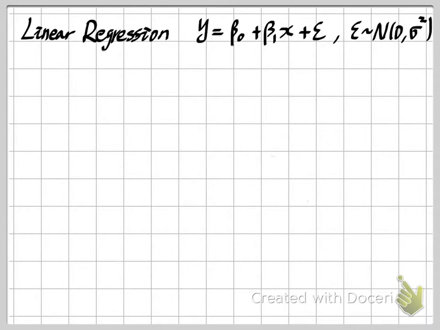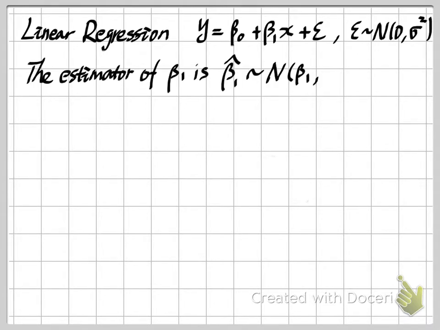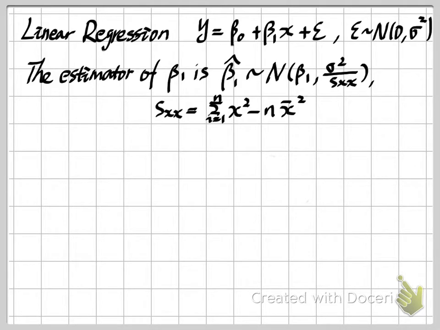So in our previous video, we already said that for our beta 1, we can have an estimator denoted by beta 1 hat. It also follows a normal distribution, where the mean is the true value of our beta 1, and the variance is sigma squared divided by S sub xx. So here S sub xx is a value we can compute from our data set. I write down the equation for this one. It equals the sum from 1 to n of x squared, minus n, which is how many pairs of data we have, times the square of the sample mean of x.